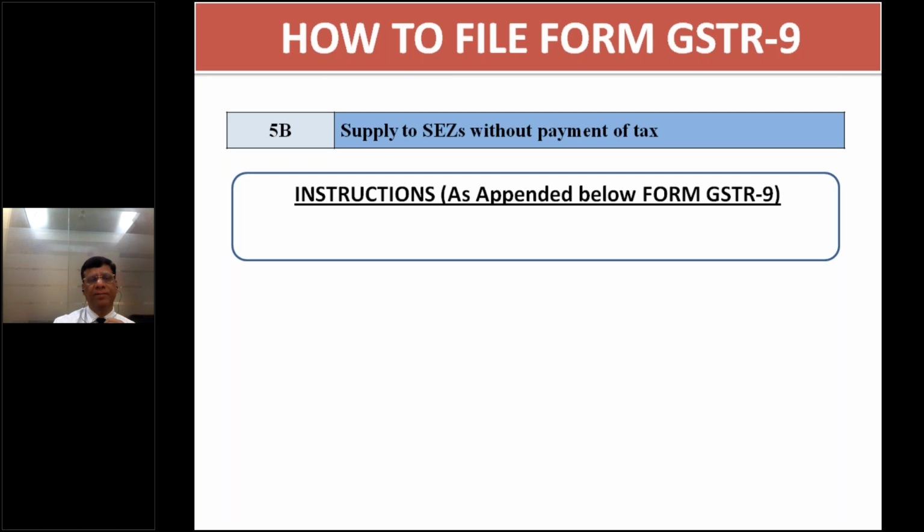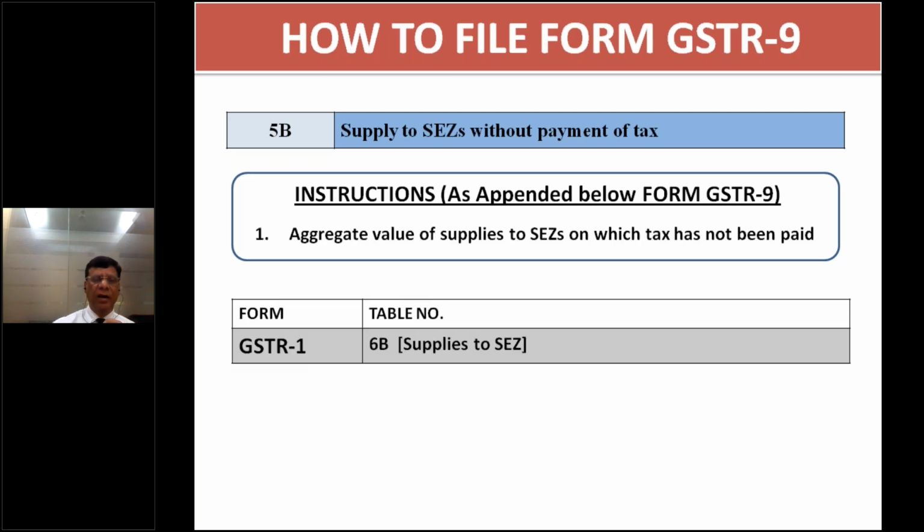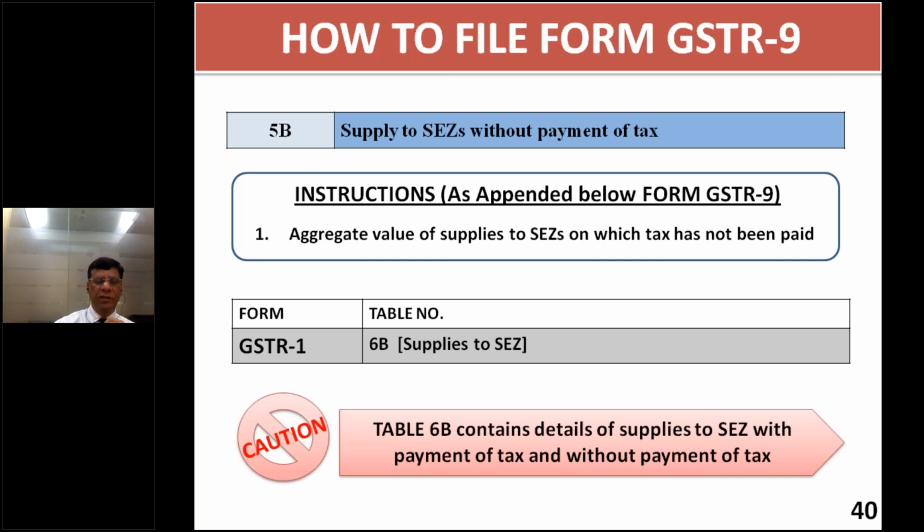Table 5B, titled supplies to SEZ without payment of tax, is the aggregate value of supplies to SEZ on which tax has not been paid. This information we have to bring from GSTR-1 table 6B, and table 6B contains details of supplies to SEZ with payment of tax and without payment of tax.